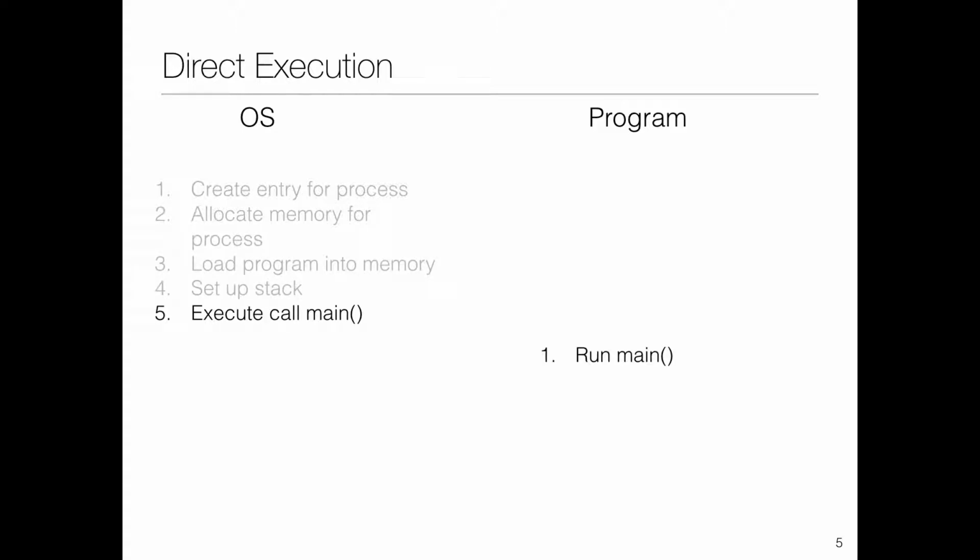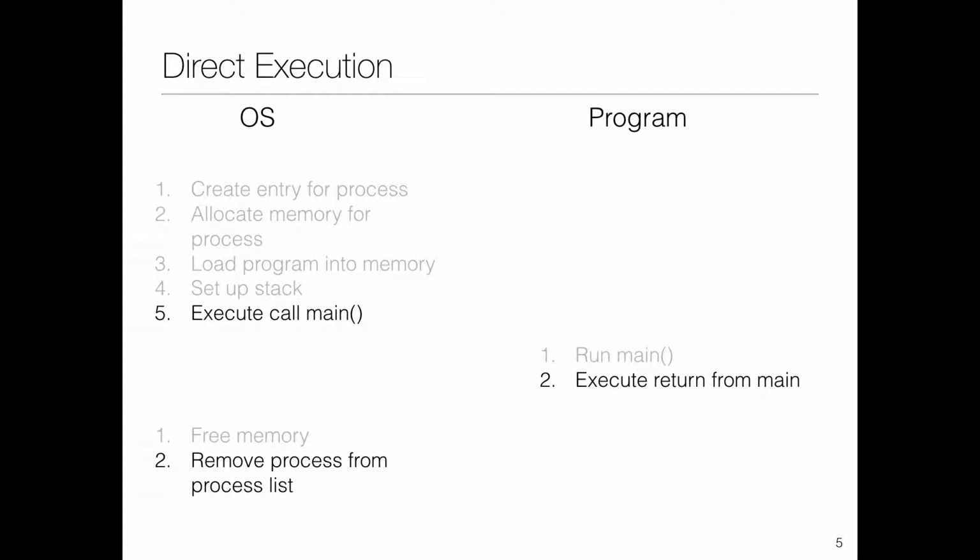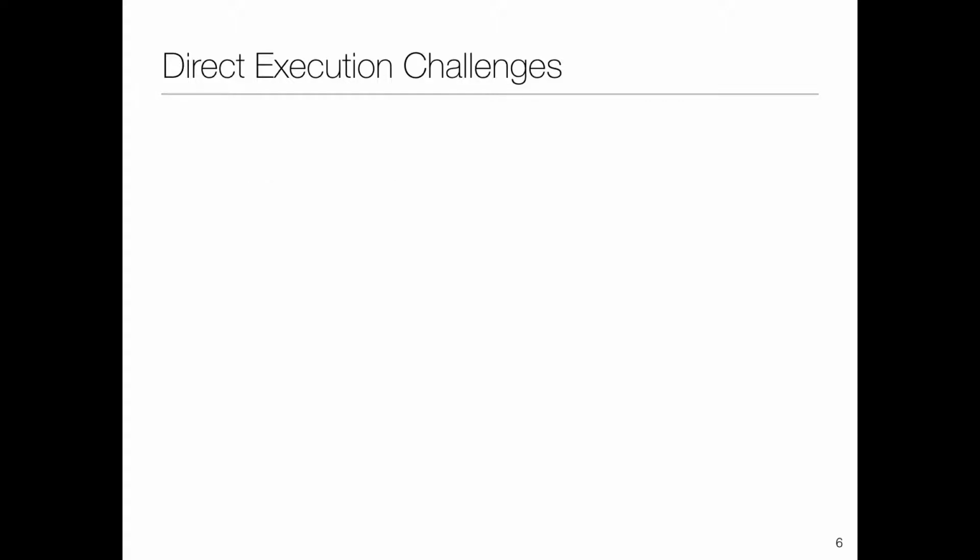So we'll quickly revise direct execution, which we started in the last class. We create an entry for the process. We allocate memory for the process. We load the program into the memory. We set up the stack, execute call main, run main. Then we return from main. We free the memory given to the process. We remove the process from the process list.